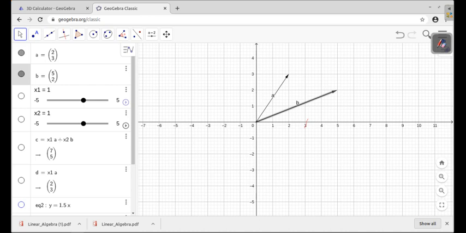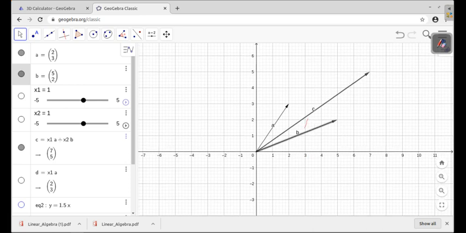Now the condition is that A plus B should be in the same R2 only, right? So if I consider x1 equal to 1 and x2 equal to 1, and C equal to x1 A plus x2 B, then x1 A plus x2 B will be A plus B. So A plus B will be in the XY plane itself. It is not moving outside or moving away. So this entire R2 space, from minus infinity to plus infinity along the x-axis and minus infinity to plus infinity along the y-axis, makes a vector space, because it is closed under addition.